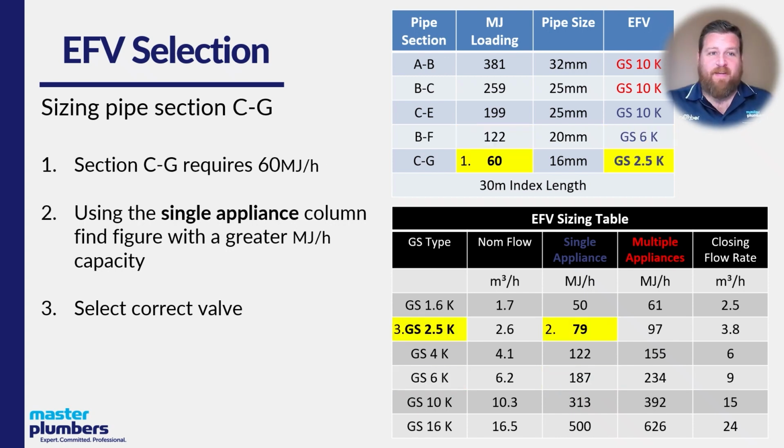So last but not least, we've got pipe section C to G. Now, we require 60 megajoules of gas load on that one. Following the single appliance column down, we find the greater number there of 79. We'll go across to the valve type, find that's a 2.5, and we'll put that 2.5 up in the excess flow valve column of our sizing table.